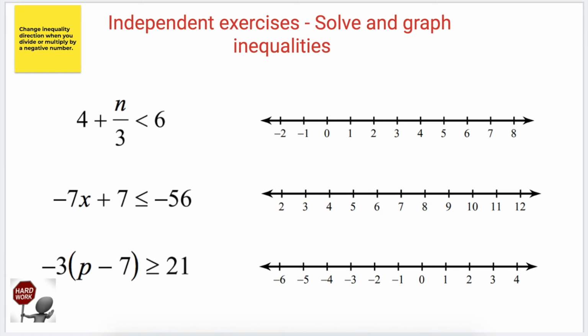Now, after doing several of these exercises, knowing the differences between solving a one-step inequality and a two-step inequality, here are some exercises for you to try on your own. Please keep in mind that you must change the inequality direction when you divide or multiply by a negative number. Try these 3 questions. The last question here is a little bit more challenging, but I'm sure you'll be able to do it. All of the answers for all these exercises can be found in the description box below.